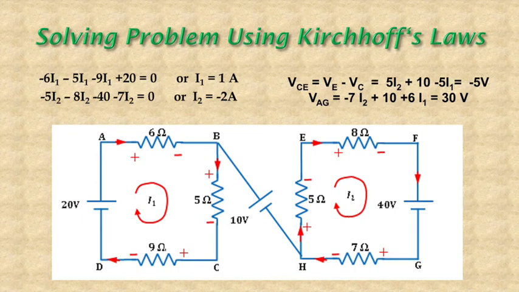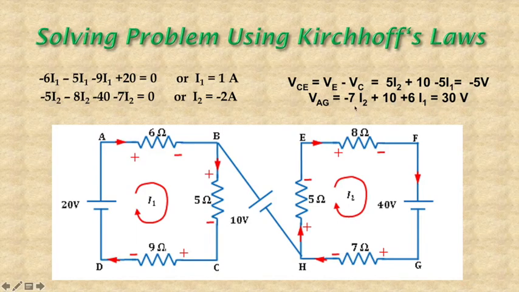So calculate the voltage drop across VCE, that means starting from E. So the voltage drop is VEH plus VHB plus VBC equal to 5I2 plus 10 minus 5I1. Then put the values of I1 and I2, equal to minus 5 volt.